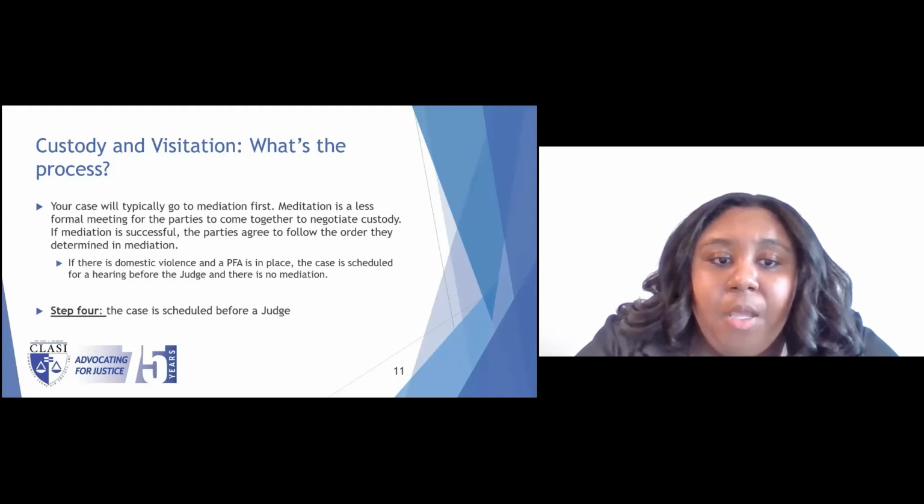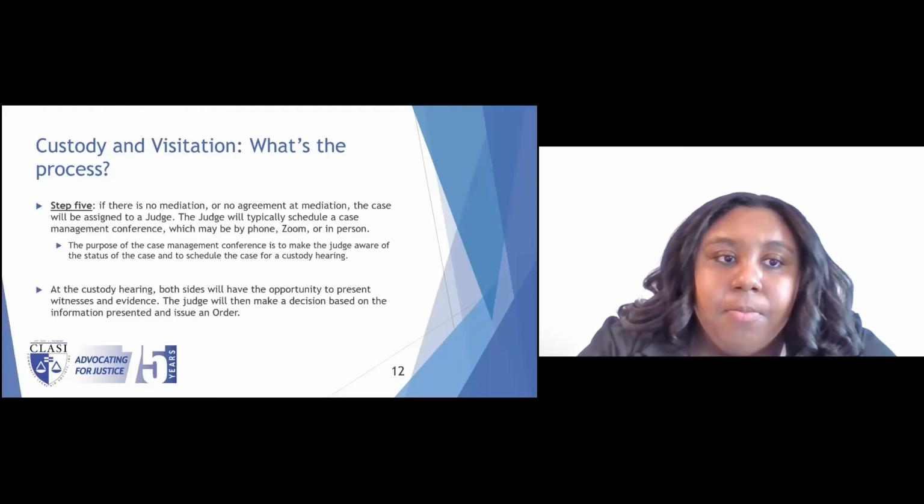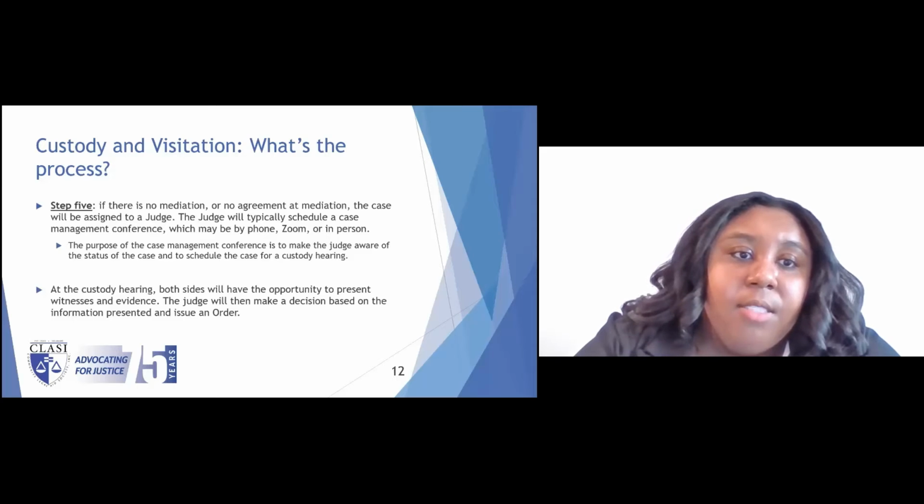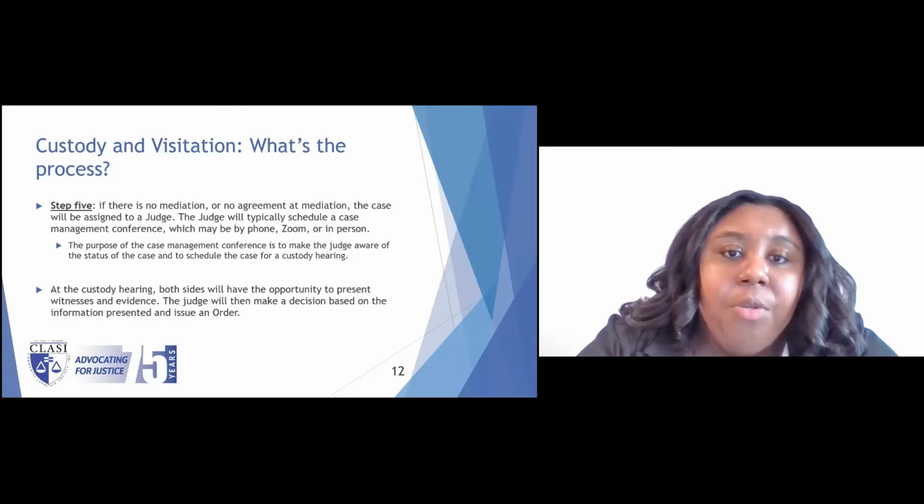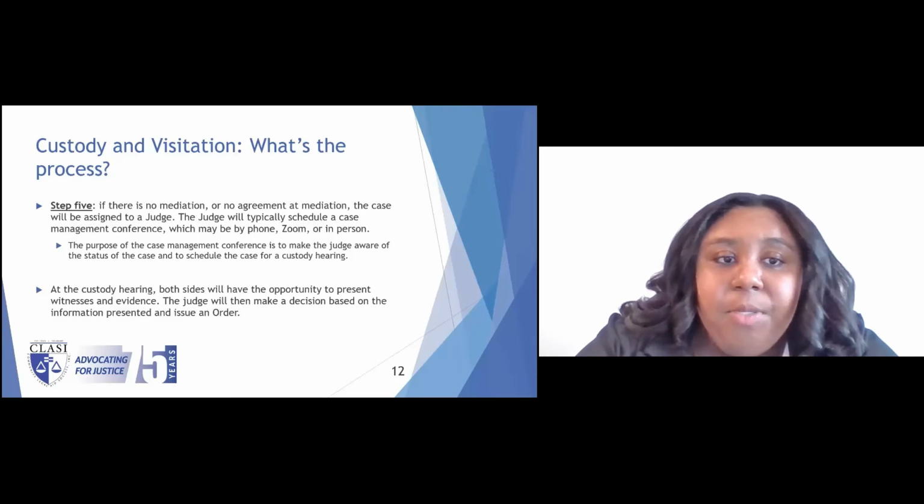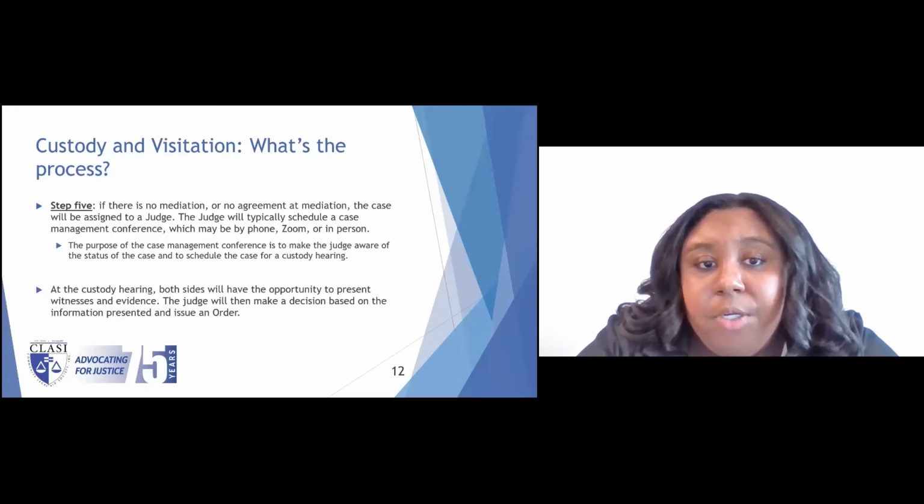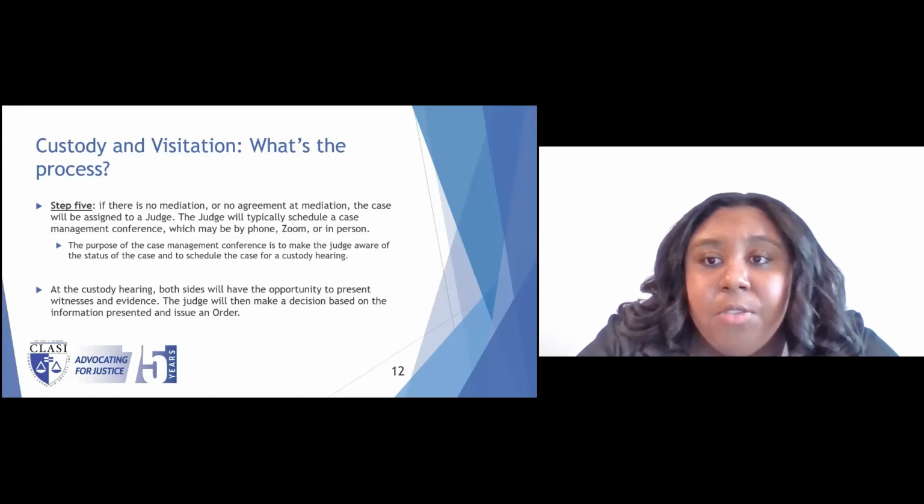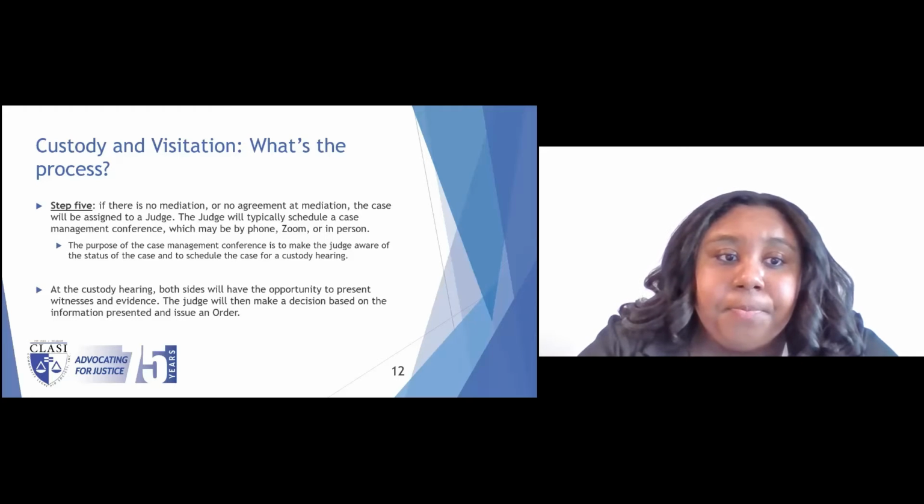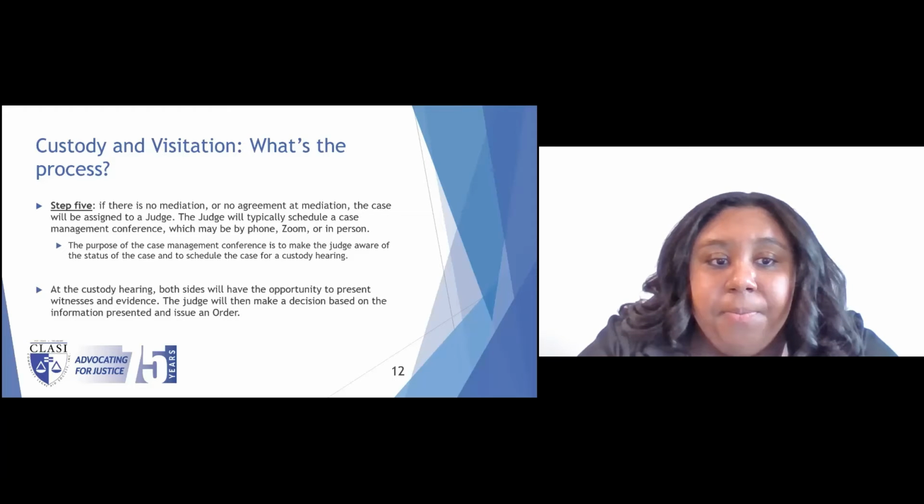Step 4, the case is scheduled before a judge. Step 5, if there is no mediation or no agreement at mediation, the case will be assigned to a judge. The judge will typically schedule a case management conference, which may be by phone, Zoom, or in person. The purpose of the case management conference is to make the judge aware of the status of the case and to schedule the case for a custody hearing.